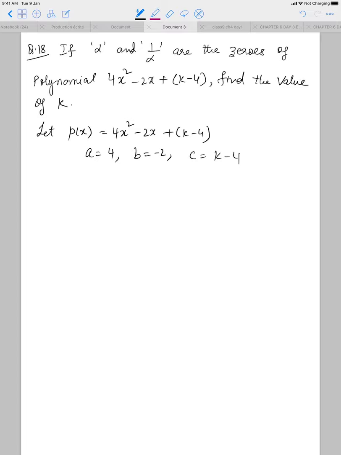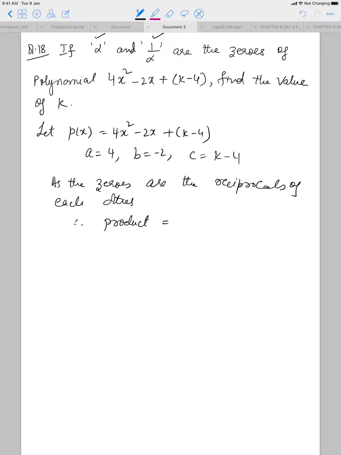Now here the zeros are alpha and 1 upon alpha. So what is the meaning of alpha and 1 upon alpha? It means the zeros are the reciprocals of each other. So in such a case, we prefer to take the product of the zeros. Normally these questions come for 1 mark, so you need not spend too much time on this. So we can simply say, as the zeros are the reciprocals of each other, the product of zeros is equal to 1.